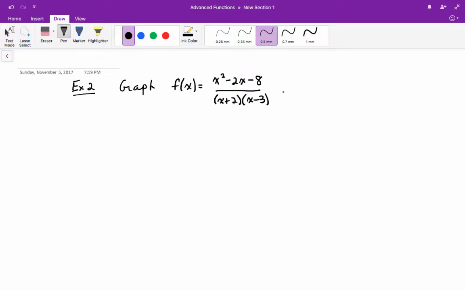Now, as I said before, we need to determine the zeros, which are the values of x that only make the numerator equal to 0. That will be easier obtained by factoring the expression in the numerator if we can. So I think it's x minus 4 and x plus 2. And the denominator was already factored, so we'll leave it as it is.